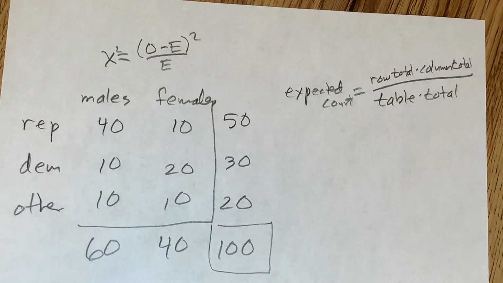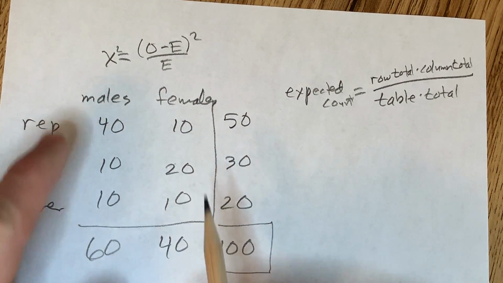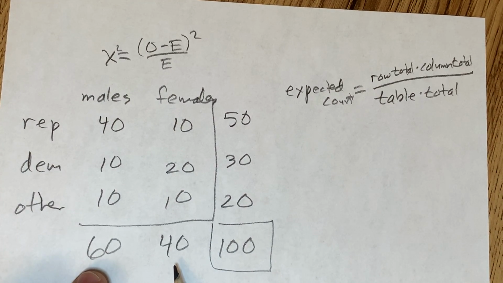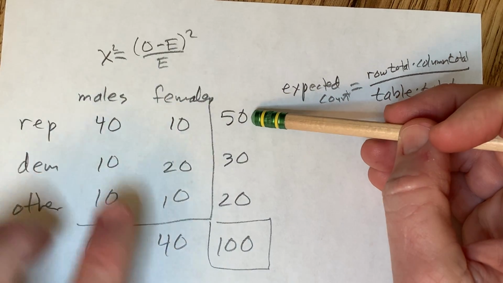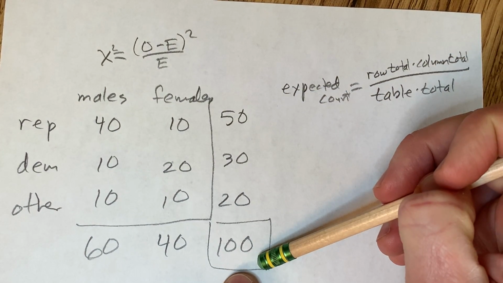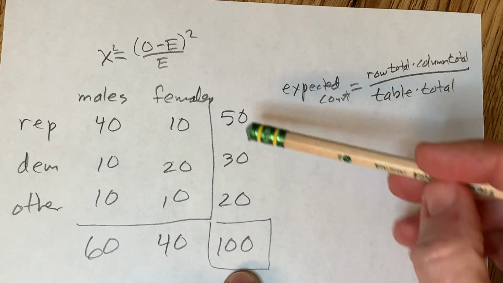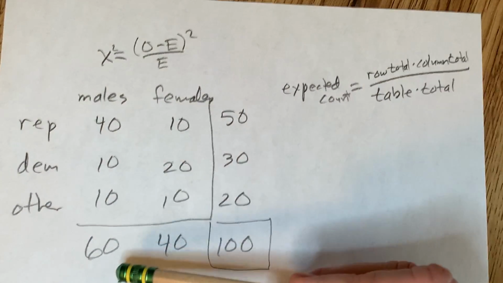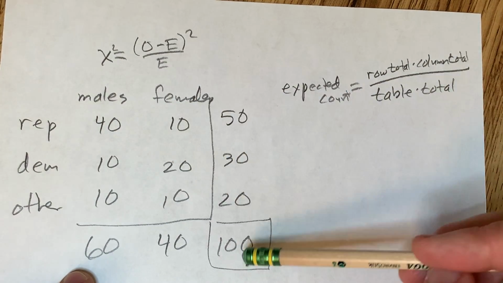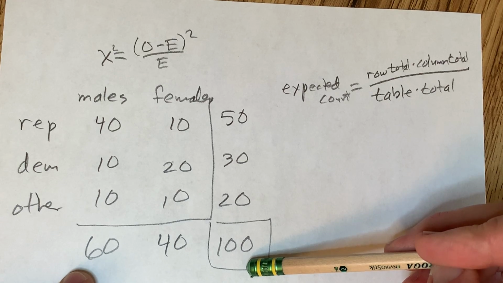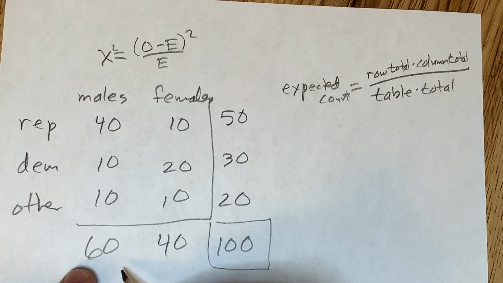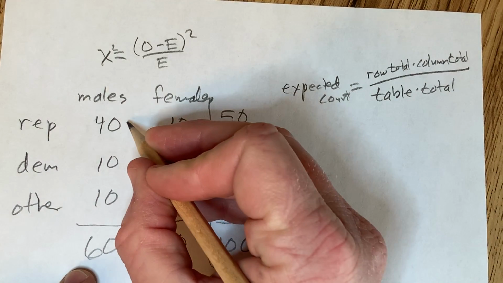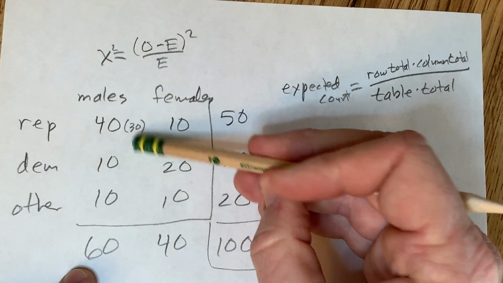If the null hypothesis is true, and the null hypothesis is basically saying that males and females are the same in regards to political party affiliation, then the total number of Republicans across both samples is 50 out of 100. Half of the people here are Republican. If the null is true, then for both the males and the females, half of them would be Republican. So if you take 60 males, we're expecting half of them, 30, to be Republican. That would be the expected value.